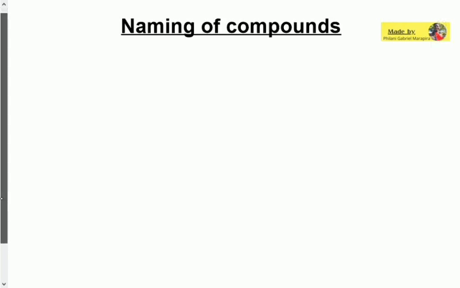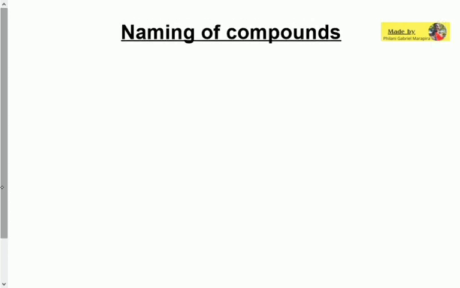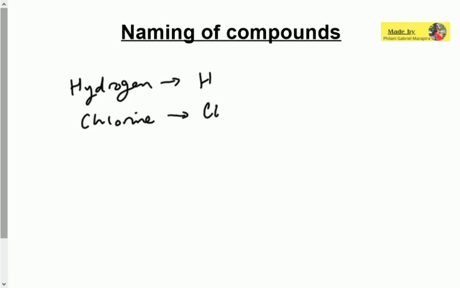In this case, we're going to focus on how we name it hydrogen chloride instead of hydrogen chlorine. We have 2 elements participating. Hydrogen is represented by the symbol H, and chlorine is represented by the symbol Cl. But the compound is called hydrogen chloride.